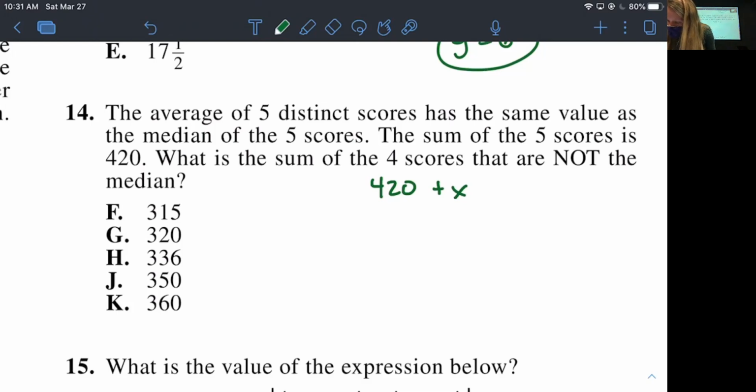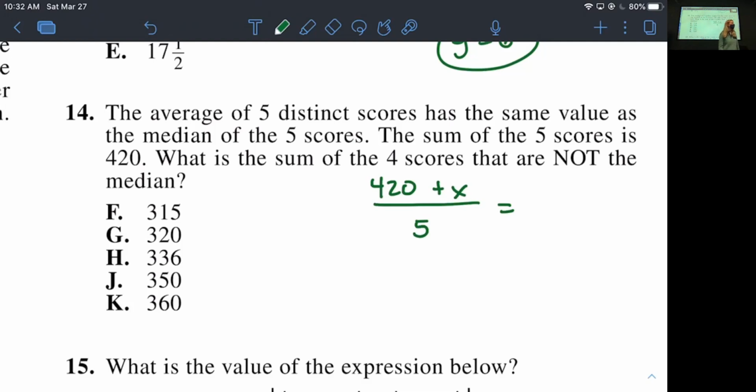The average has the same value. So if I divide by 5, the average is the same as the median, correct? That's how I would find the average. You guys agree with that? The average is the same as the median. So what is that going to be equal to?